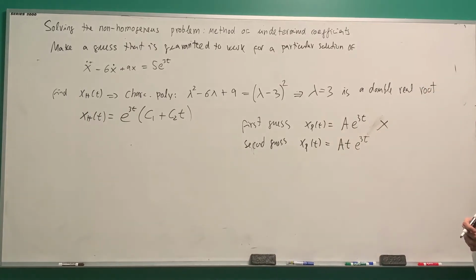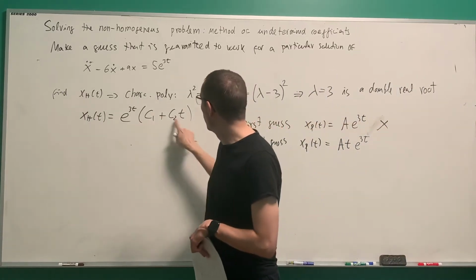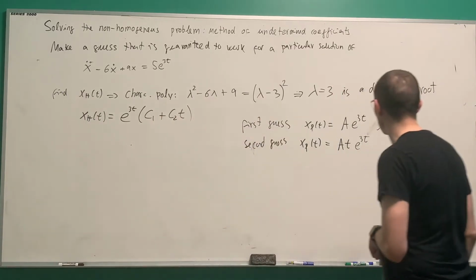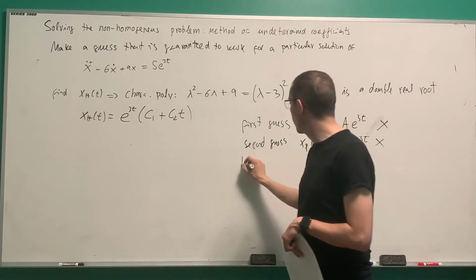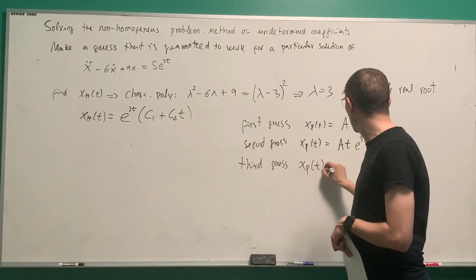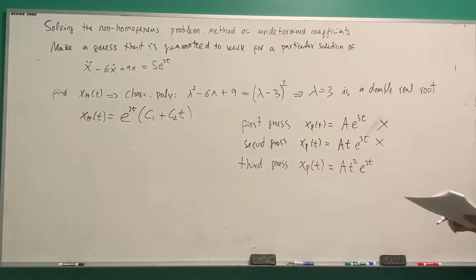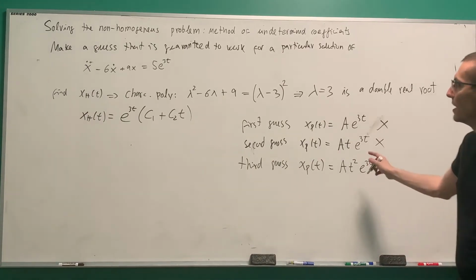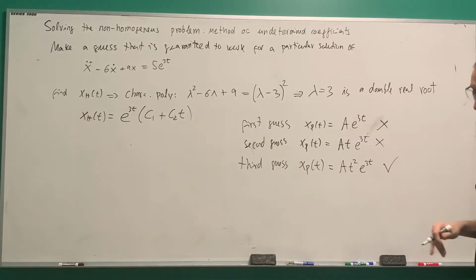Problem with that? Well, that again is going to have overlap. Now it's going to have overlap with c2t. Horrible. Okay, so that is not good either. So the third guess, xp of t, would be a t squared e to the 3t. All right, and because this one is not a solution anymore, it doesn't overlap with xh, it would be a valid guess. Okay, so we are upgrading our guess by multiplying by t.